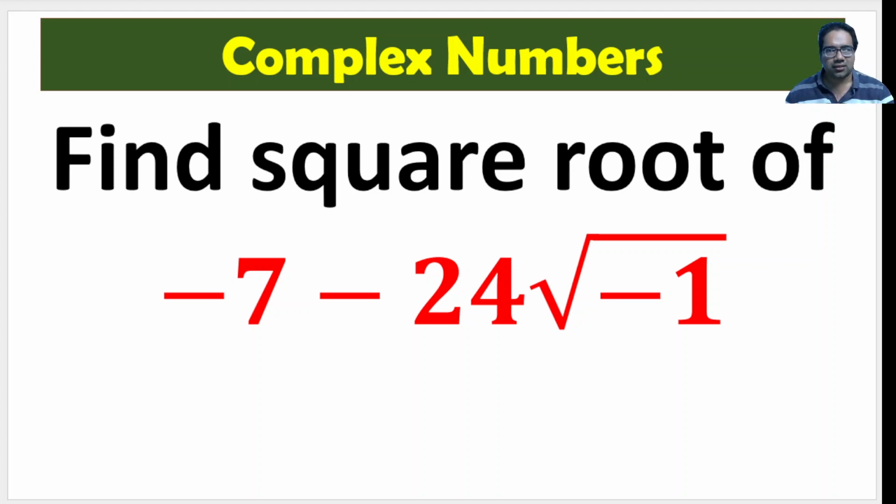Hi friends, here we have to find the square root of -7 - 24√-1. So this is basics of complex numbers. How do we find the square root of a complex number?